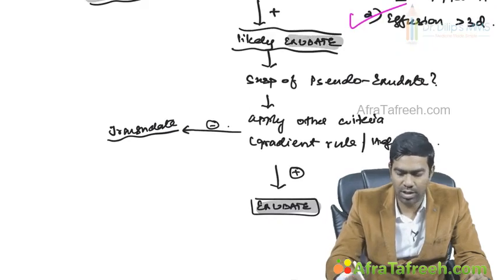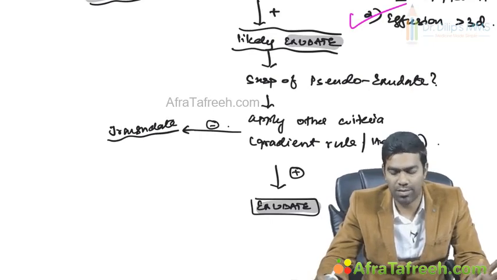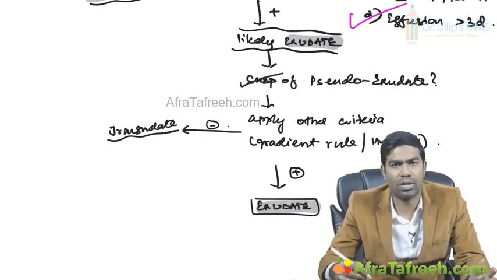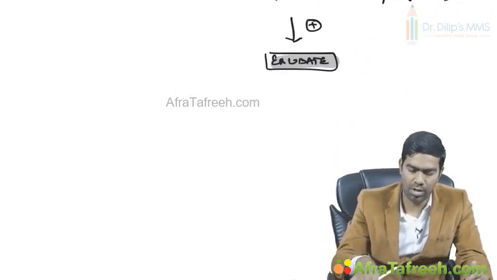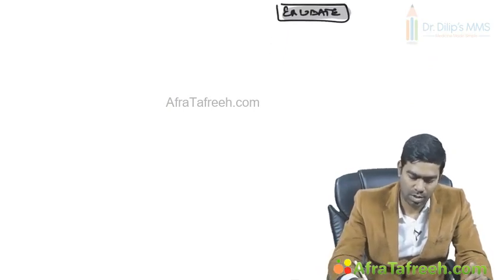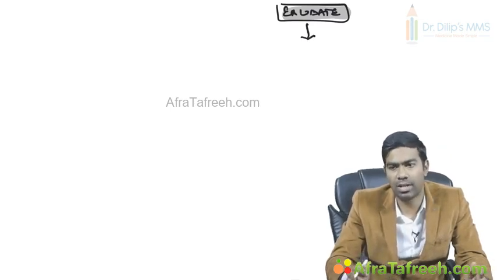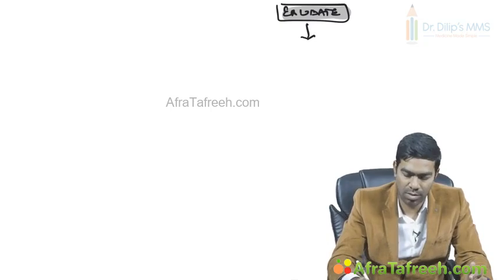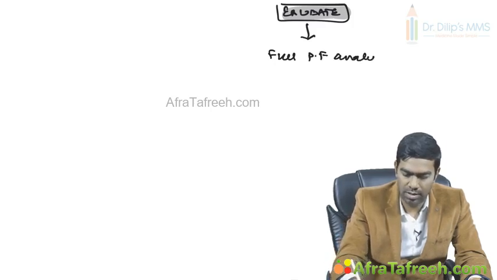Remember, here itself you can confirm an exudate if you don't have any suspicion for pseudo exudates. But if you have a suspicion for pseudo exudate, then only you have to apply other criteria. Otherwise, it's really not needed in the first place. You have to be very careful. So let us now know it's an exudate. After confirming this is an exudate, either by Light's criteria or by other criteria, now you have to do a full pleural fluid analysis.